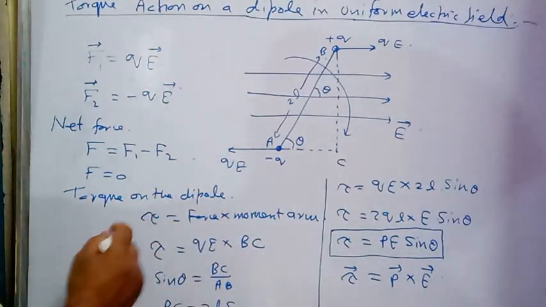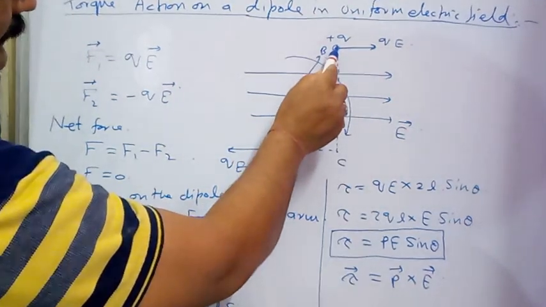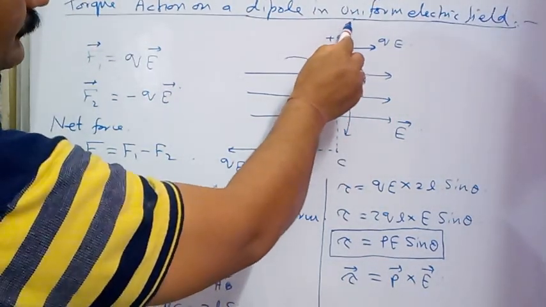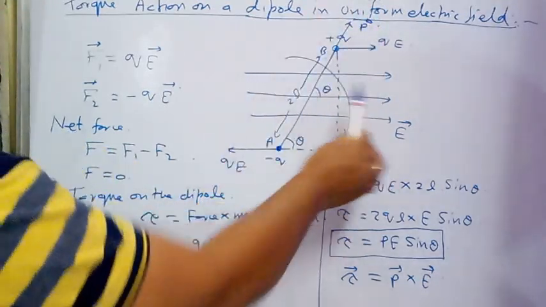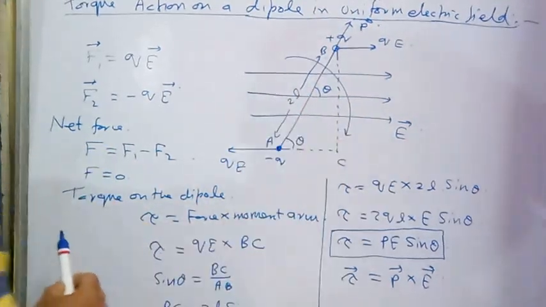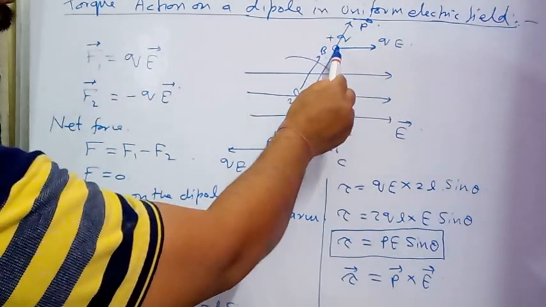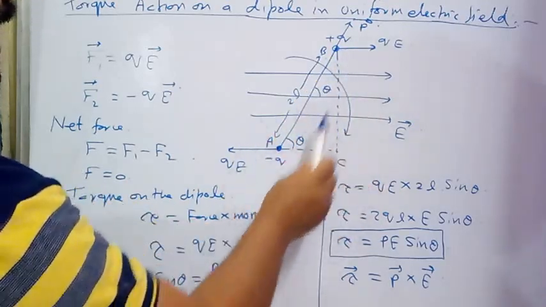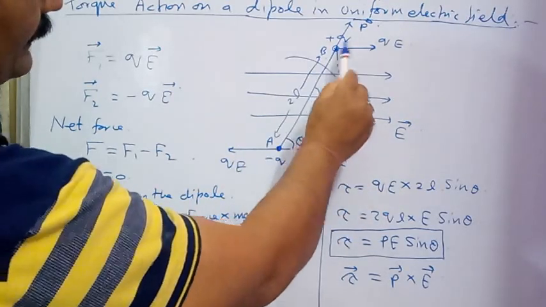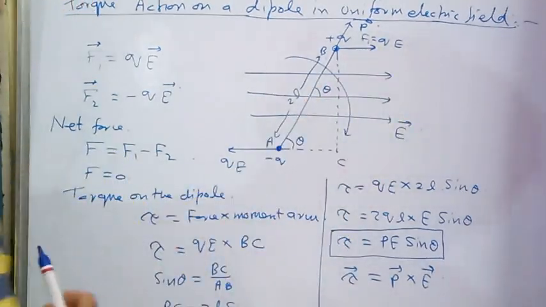The dipole moment of the dipole, negative charge of the dipole is here, Q, positive charge here. So dipole moment of the dipole is P. The angle between the direction of electric field and the dipole is theta. You can see in the figure, the force acting on the positive charge of the dipole in the presence of this electric field is in the direction left to right, and that force is F1 equals Q into E.